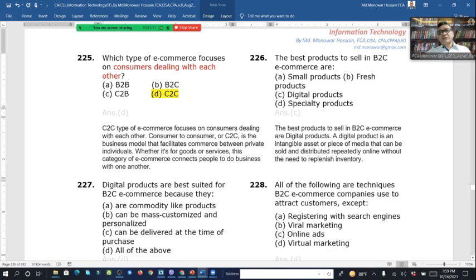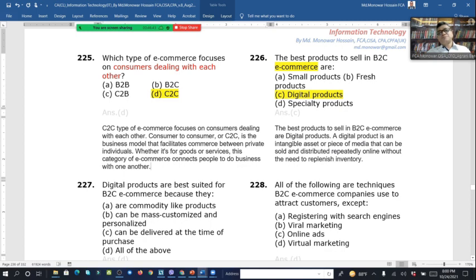The best products to sell in business to consumer e-commerce are digital product. Basically, we would be able to sell digital products. So here is the narration. Consumer to consumer type of e-commerce focus on consumers dealing with each other. Consumer to consumer, or C2C, is the business model that facilitates commerce between private individuals, whether it's for goods or service. This category of e-commerce connects people to do business with one another.